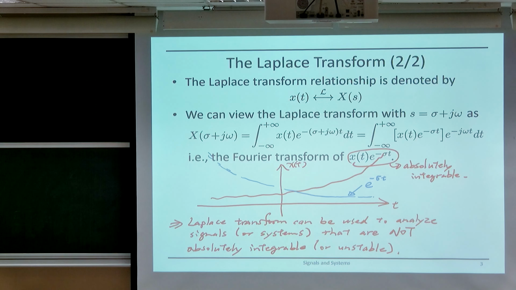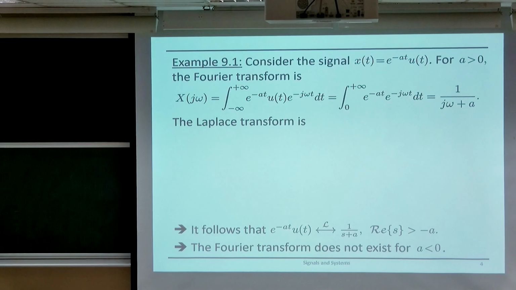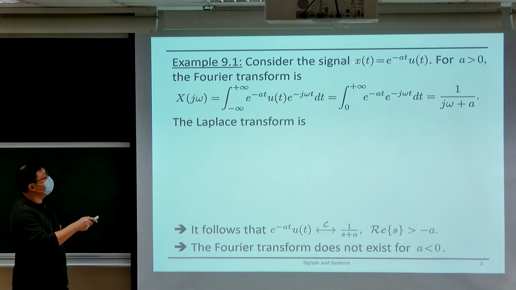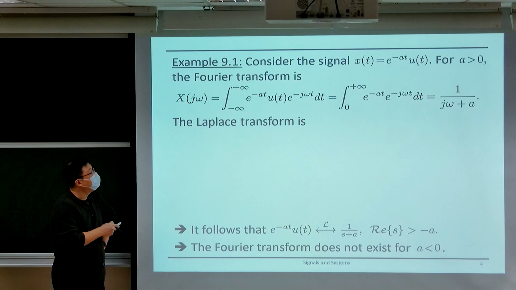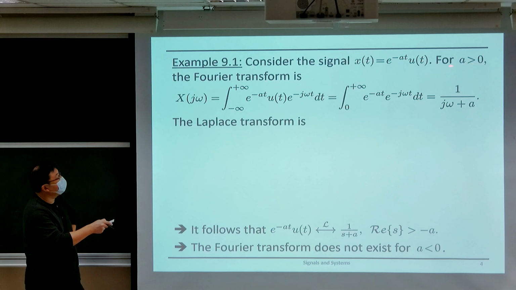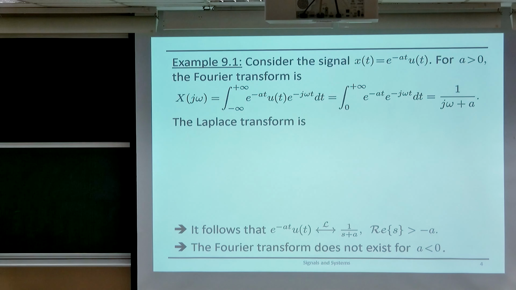All right, so let's look at a few examples. Suppose we consider the case where x of t is e to the minus at u of t. This is a right-sided signal, non-zero only on the right side of the origin. This could be a decreasing or increasing exponential depending on whether a is greater than 0 or less than 0. But let's start with the case where a is greater than 0.